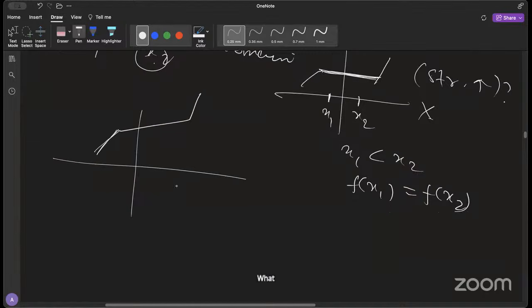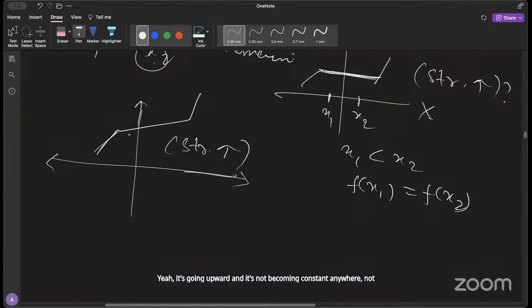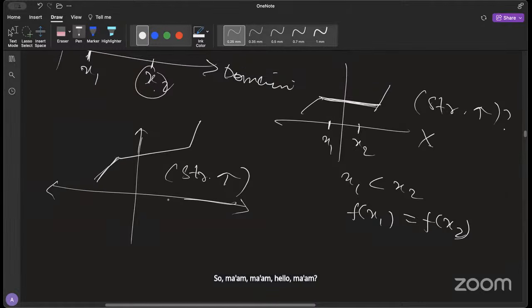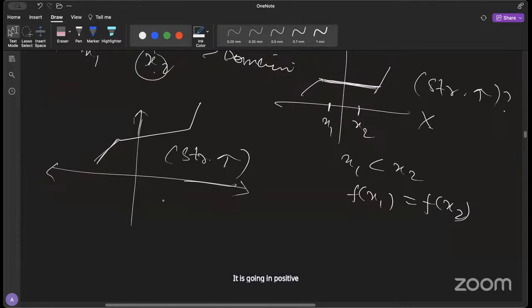What about this one? This is a strictly increasing function, right? Yes, ma'am, it is strictly increasing because it is going upward. It's going upward and it's not becoming constant anywhere, not even for a second, right? Yes, it is going in the positive direction, upward.